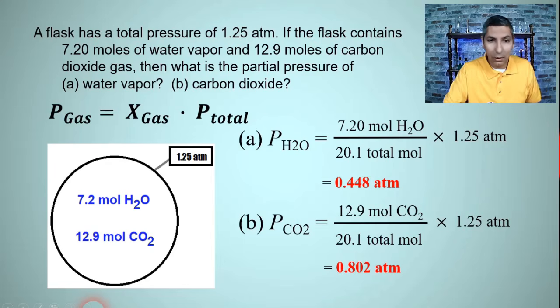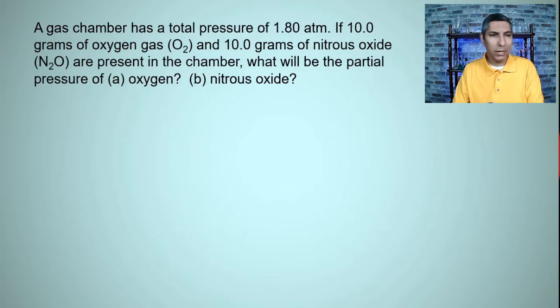Does that work? Well, I believe it does, because if we take the 0.448 atmospheres right here and add that to 0.802 atmospheres, we have a sum of, what do you know, 1.25 atmospheres as our total. So that's a good way to check your work, to make sure that the two partial pressures add up to the total pressure. If for some reason they don't add up correctly, then you know you've made a mistake somewhere along the line. So that's a good example with Dalton's law of partial pressures. Let's try one more example.